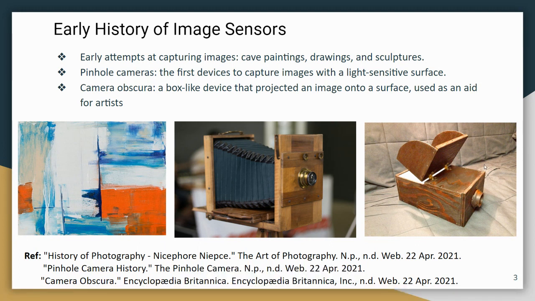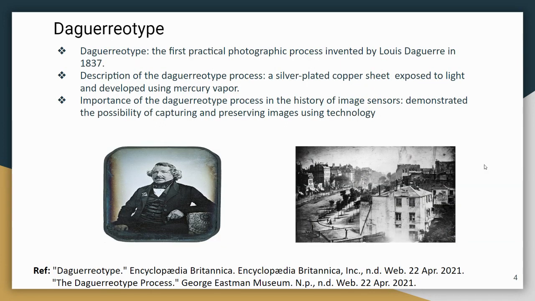Let's move on to other inventions. Daguerreotype. Daguerreotype is the first practical photographic process, by Louis Daguerre. The process is nothing but a silver-plated copper sheet exposed to light and developed using mercury vapors to make an image. The daguerreotype invention was announced worldwide in 1839.